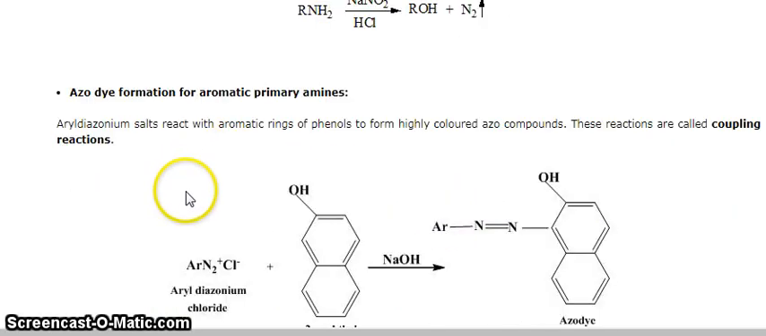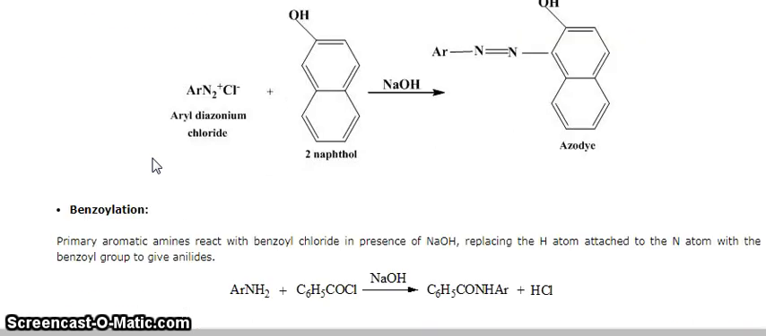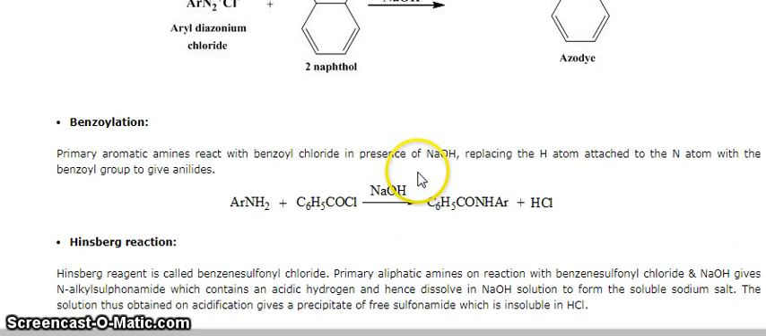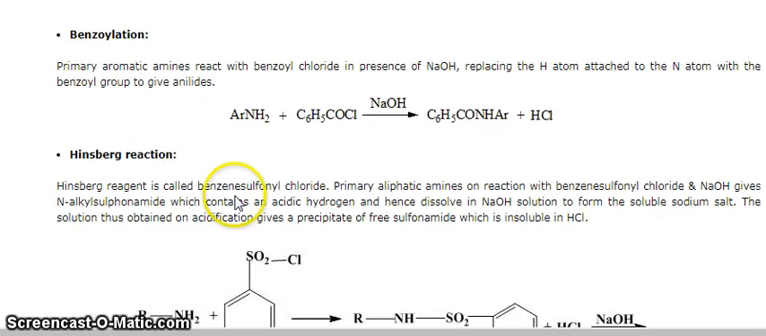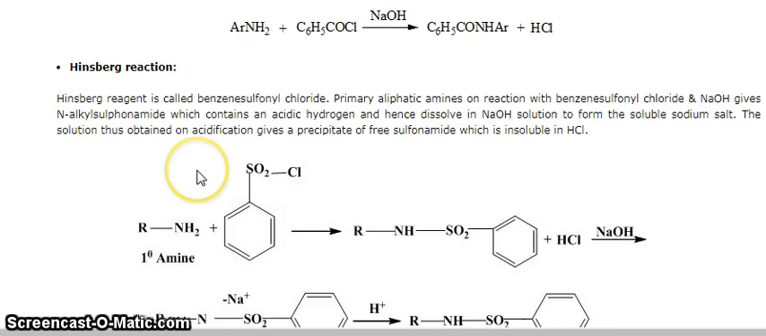Azo dye formation for aromatic primary amine. Aryl diazonium salt reacts with the aromatic ring of phenol to form a highly colored azo compound, and these reactions are called coupling reactions. You see aryl diazonium chloride reacts with 2-naphthol forming azo dye. Benzoylation. Primary aromatic amine reacts with benzoyl chloride in the presence of sodium hydroxide, replacing the hydrogen atom attached to the nitrogen atom with the benzoyl group to give benzanilide. You can see here, over here.